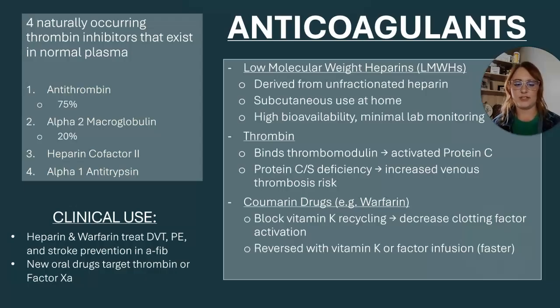When there is a deficiency in protein C or S, this natural anticoagulant pathway is disturbed and it leads to a greater risk of venous thrombosis, such as DVTs or PEs. In conditions such as these, we tend to use heparin and warfarin as treatment, along with prophylactic measures in patients with strokes, AFib, and other heart rhythm anomalies.